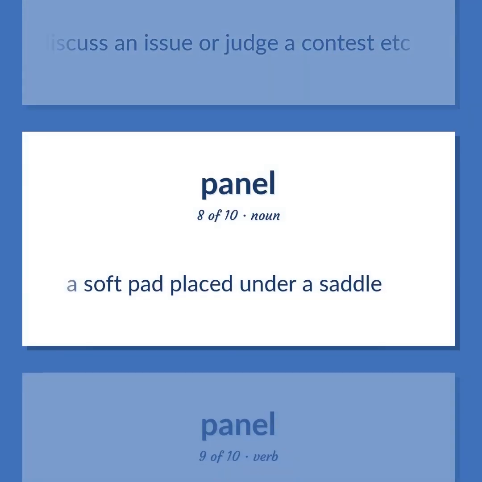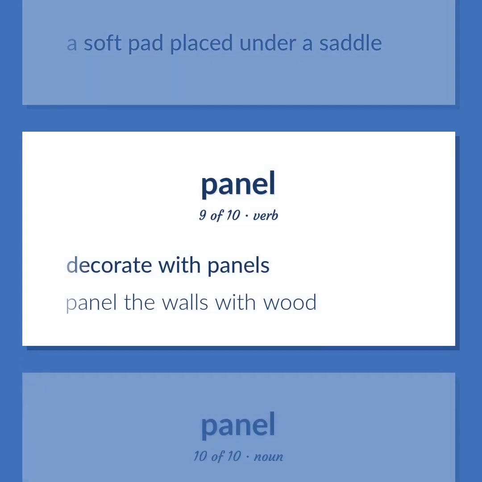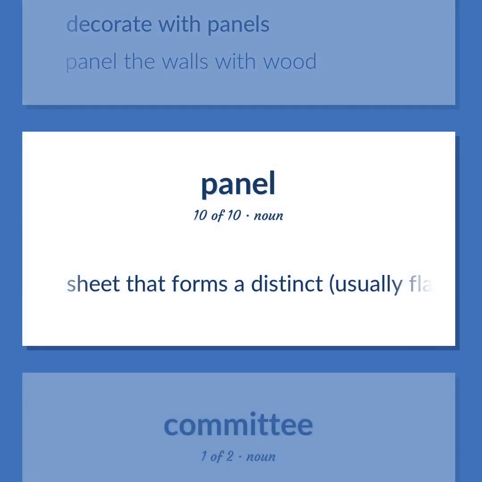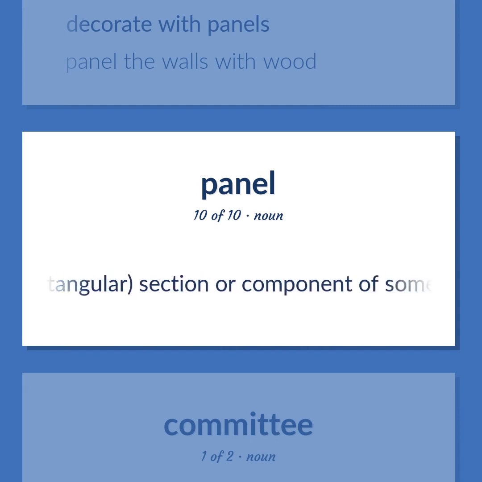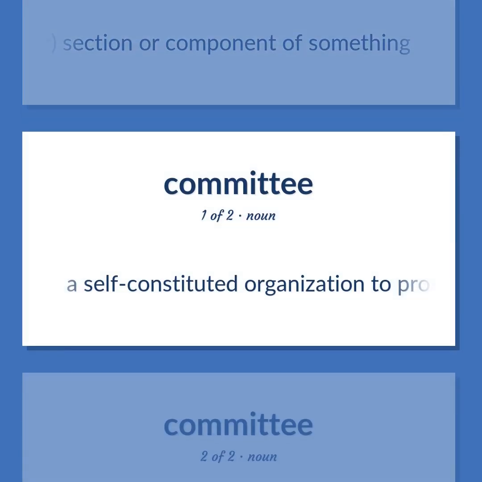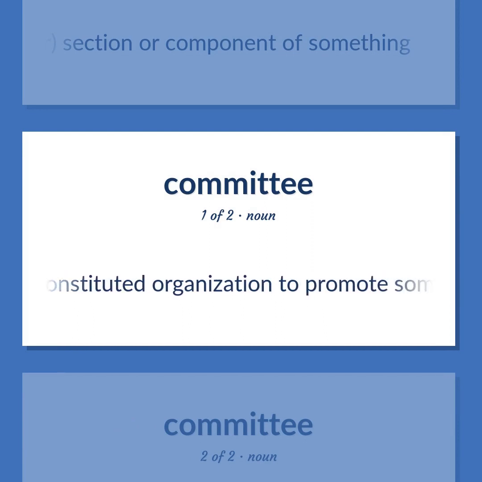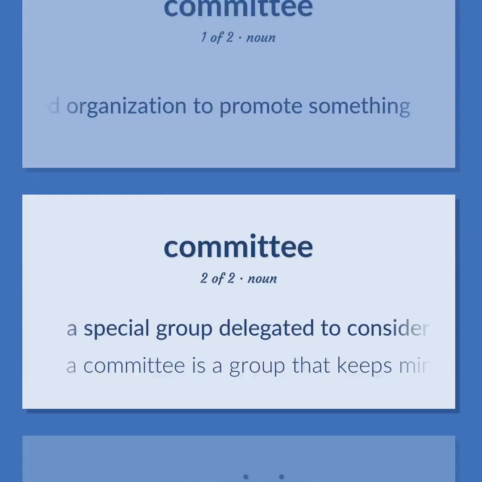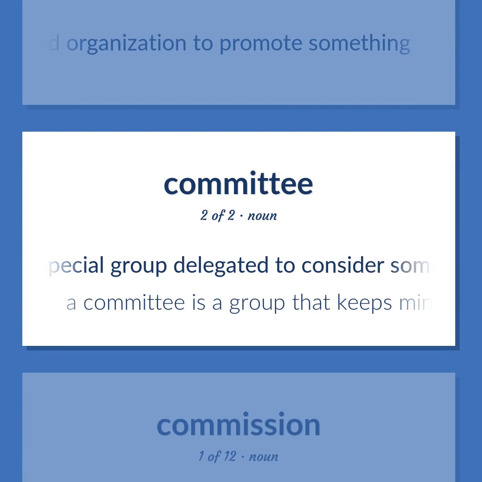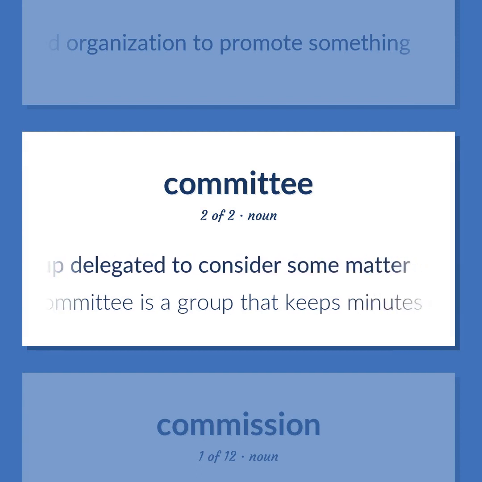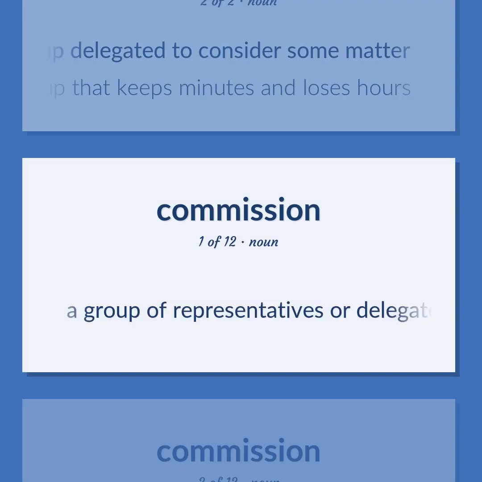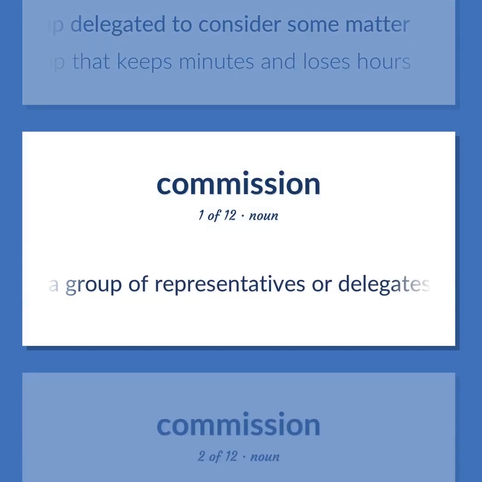A soft pad placed under a saddle. Decorate with panels. Panel the walls with wood. Sheet that forms a distinct, usually flat and rectangular, section or component of something. A self-constituted organization to promote something. A special group delegated to consider some matter. A committee is a group that keeps minutes and loses hours. A group of representatives or delegates.